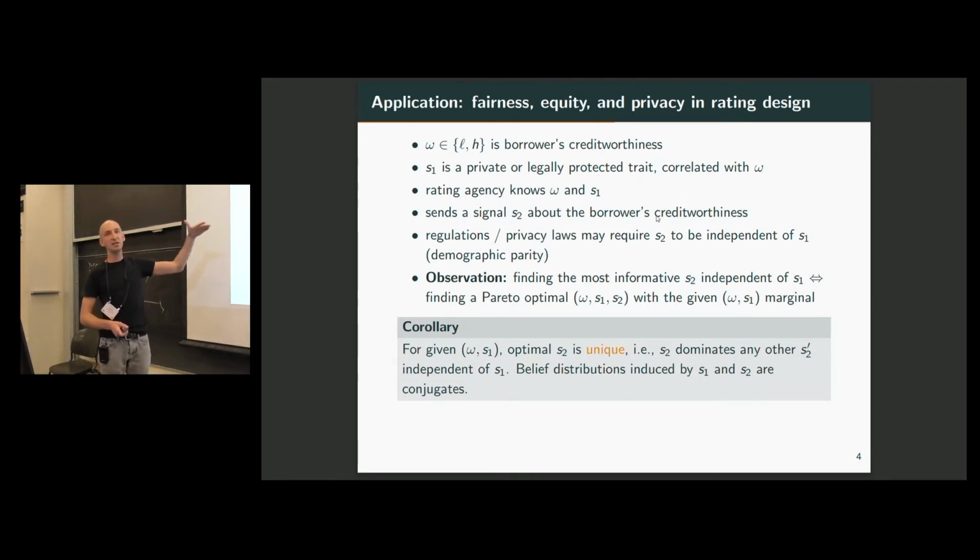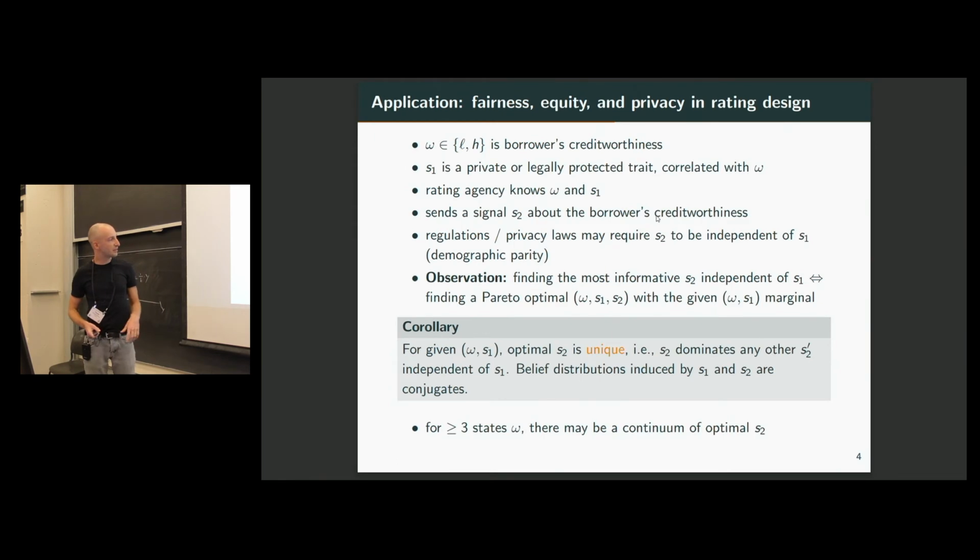So the rating agency does not need to know how the bank is going to use this signal to come up with the best signal for the bank. And this becomes additionally surprising because it turns out that for 3 and more states omega, you may have a continuum of incomparable optimal signals S2. So for 3 and more states, it's important to know the objective of the decision maker to supply the best signal.